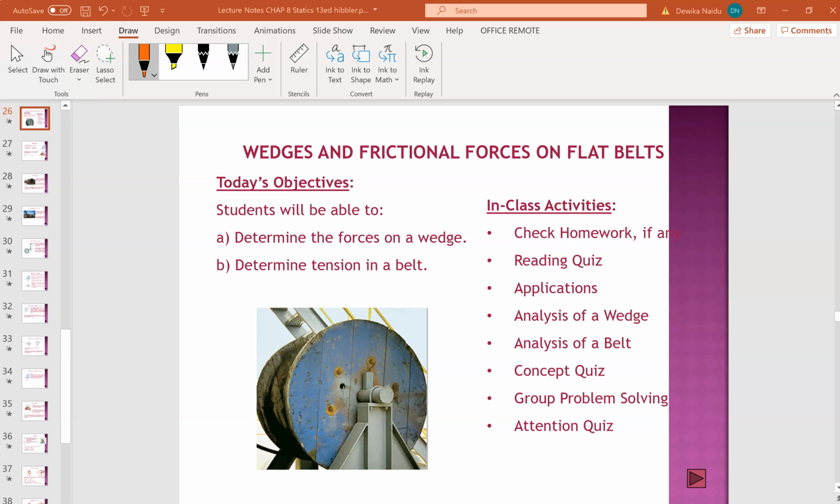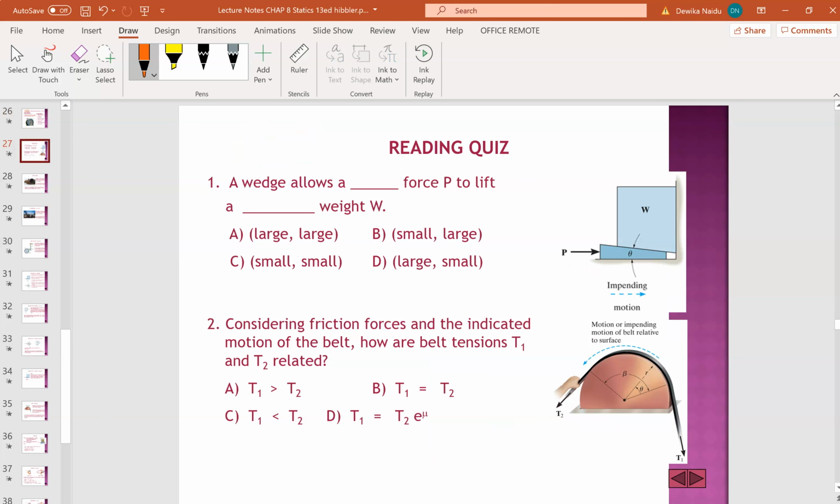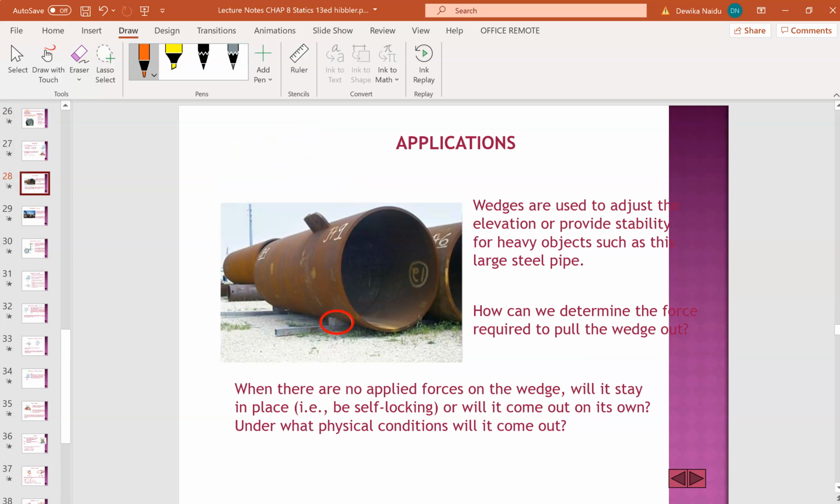We'll be continuing chapter 8.3, which is on wedges. Now, the frictional forces on flat belts is not in the syllabus, so we'll be only looking at wedges. I will actually guide you in how to determine the forces on the wedge itself. Okay, let's look at the application.